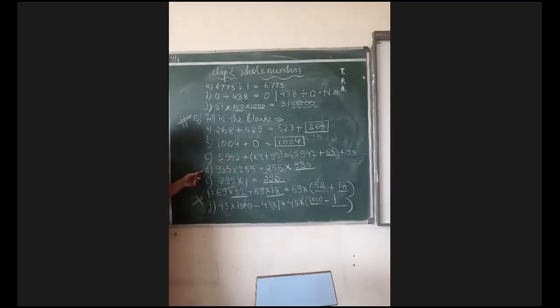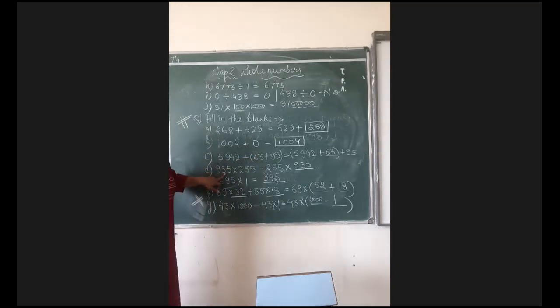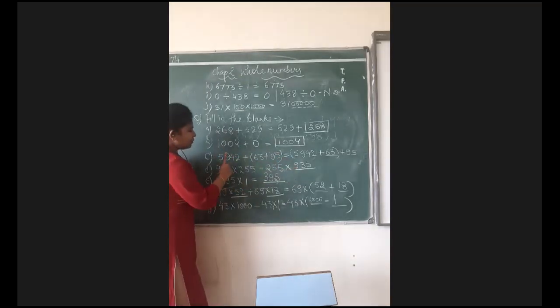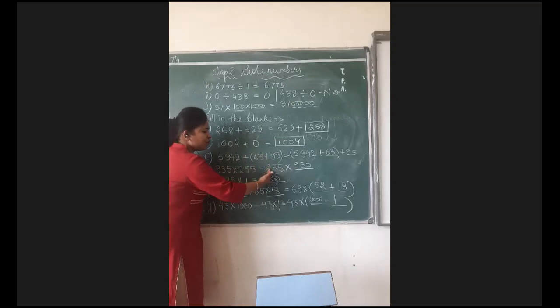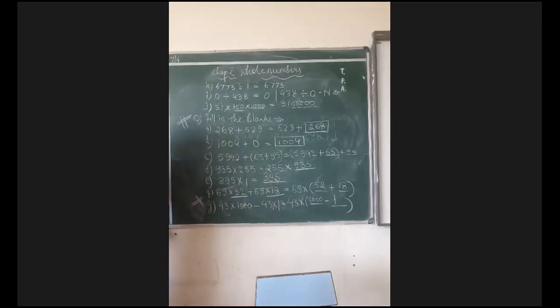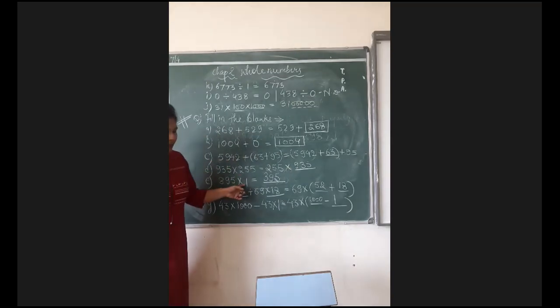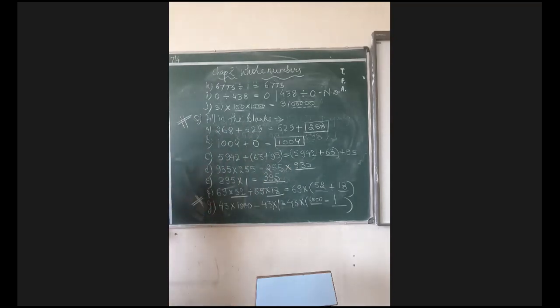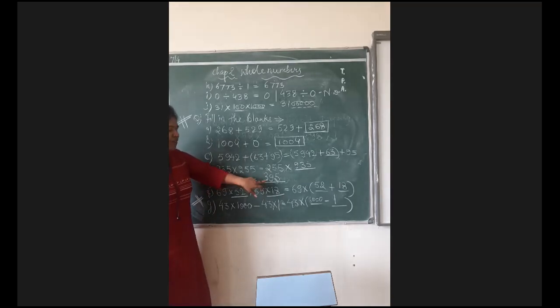Now move on to question number D. Question number D is again the commutative property, but this time it is for multiplication. How will you do that? See, we can change the order in multiplication. So 935 multiplied by 255 or 255 multiplied by 935, both will give you the same answer. Now let's move further to question number E. 395 multiplied by 1 is equal to... again, 1 is a number which has a very unique property: if you multiply 1 with any number, you get the same number only. So you will get 395 as the answer.